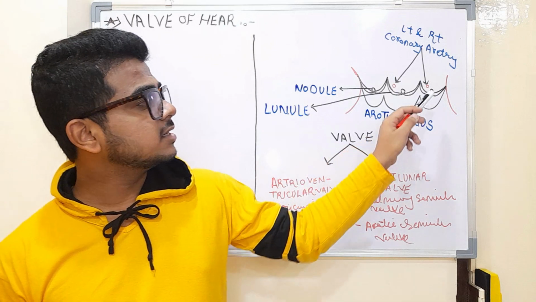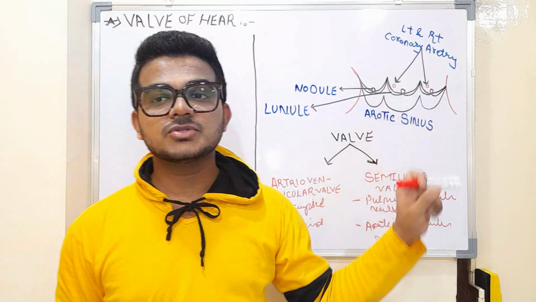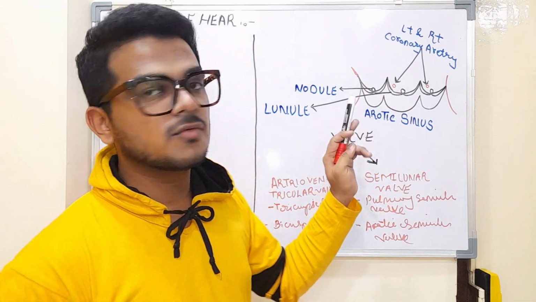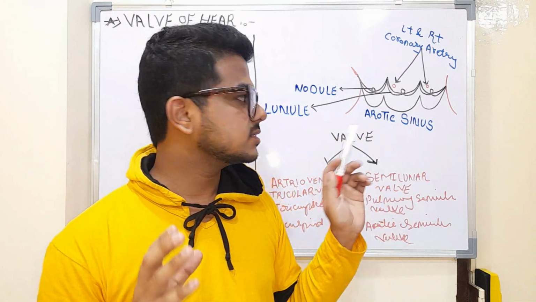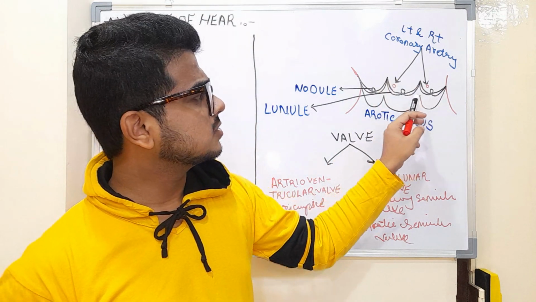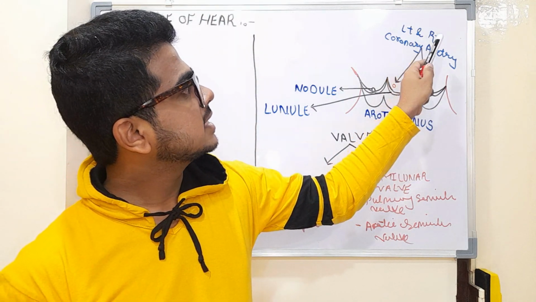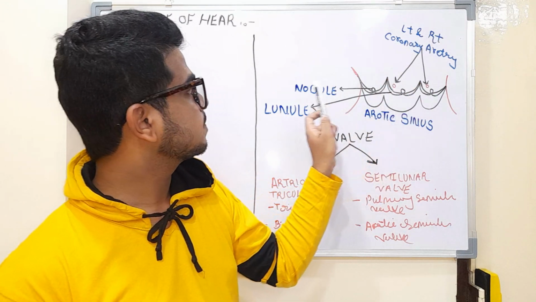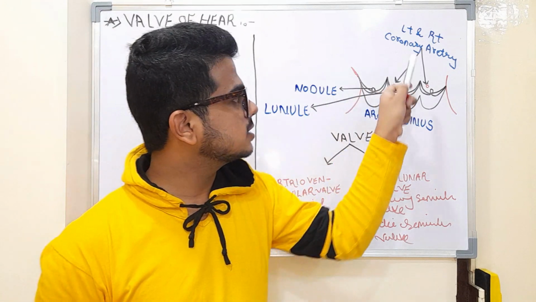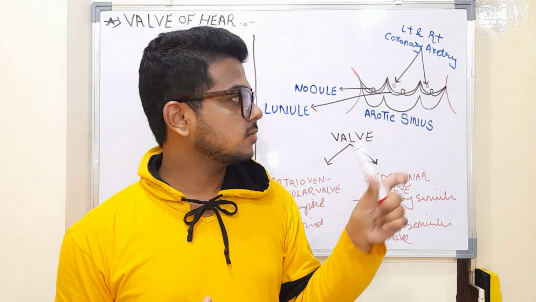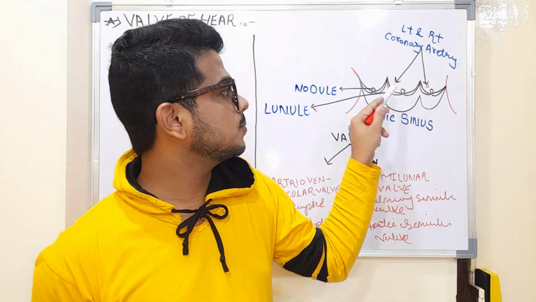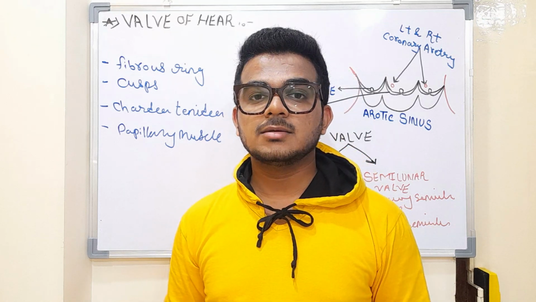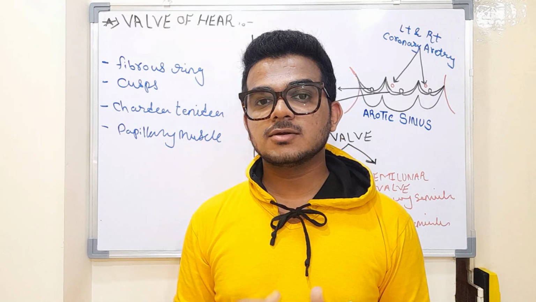If you see here, there are three cusps. These three cusps prevent the backflow. That is called the valve of the blood vessel wall. In the aortic sinus, the right and left coronary arteries are present between the cusps. Then the nodule and lunule. From which part is this curve formed? We will see one by one. Students, what are the structures, meaning due to what structure is the valve made?